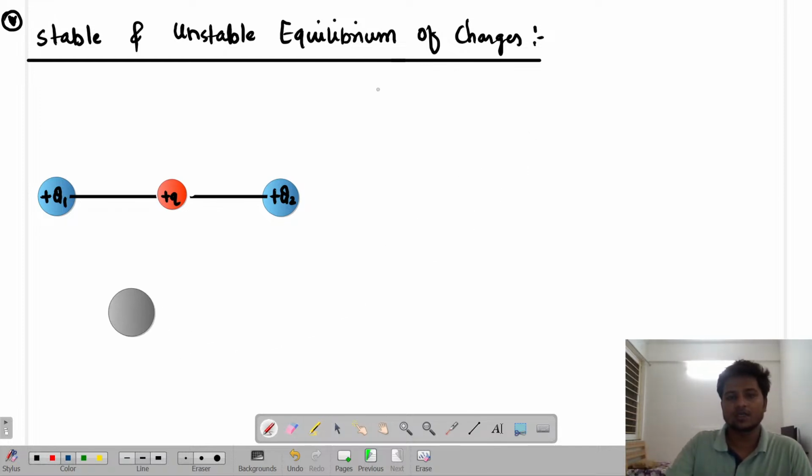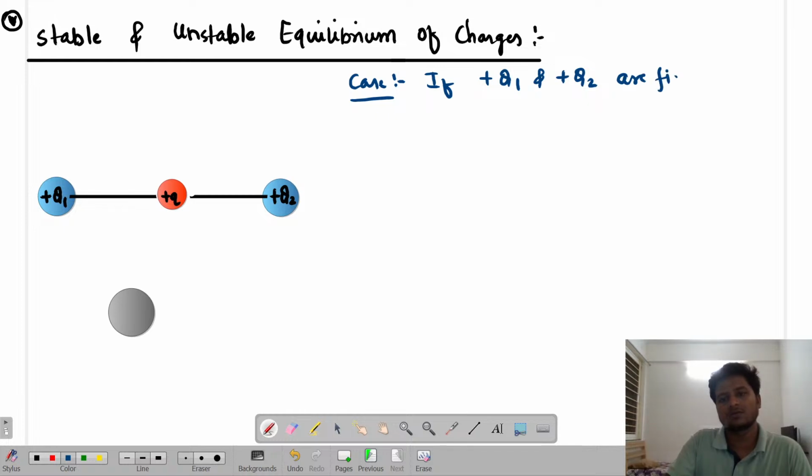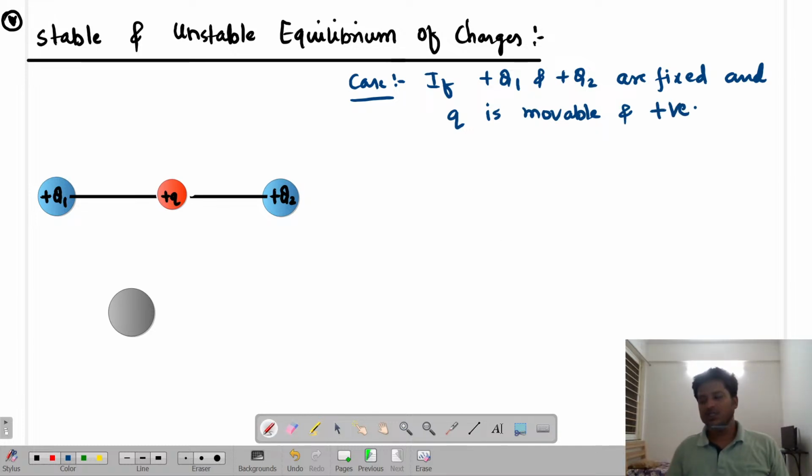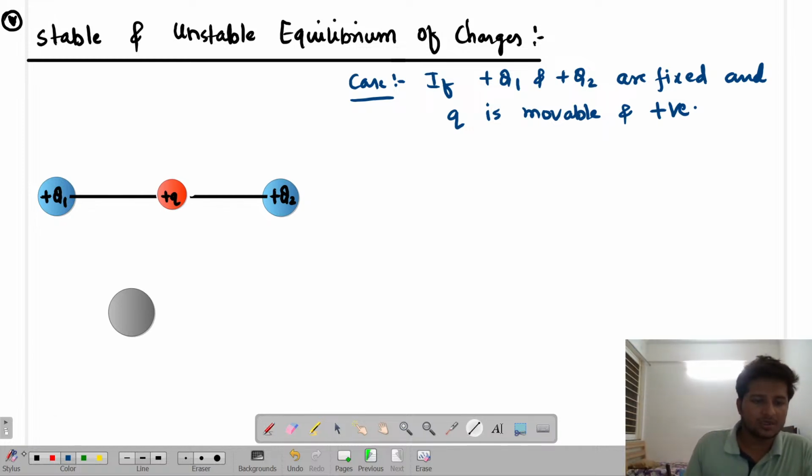Case one, give the heading: if q1 and q2 are fixed and plus q is movable. So the first case is that all three charges are positive charges. So look carefully. Let's suppose I displace this small charge by some distance towards the right.